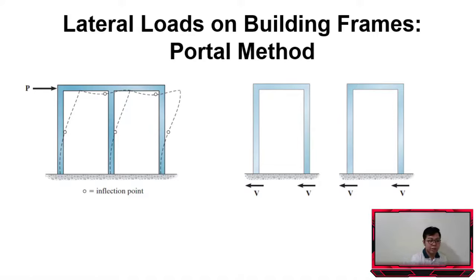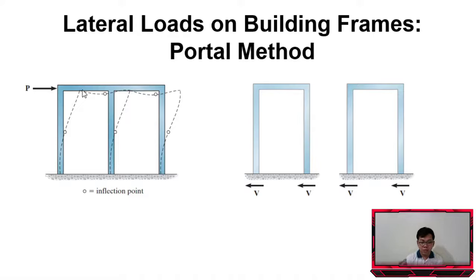Now, sa portal method guys, I think obvious na yung first assumption natin. So, first assumption is, tingnan nyo, meron tayong mga inflection points sa gitna ng mga columns at sa gitna ng mga girders. Now, anong mangyayari dyan sa inflection points, guys, or sa midpoint? Sa columns at saka sa girders, meron tayong mga zero moment. Okay, so let's just assume na mga internal hinges dyan. Meron tayong mga internal hinges sa gitna ng columns at saka sa gitna ng girders.